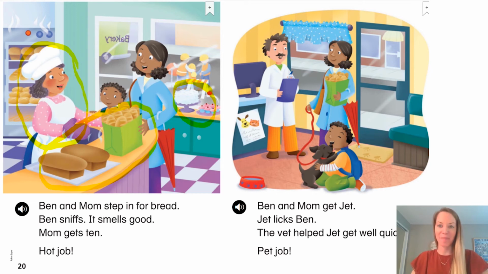Pet job. So a veterinarian, that's an example of somebody providing a service because they help keep our pets healthy.